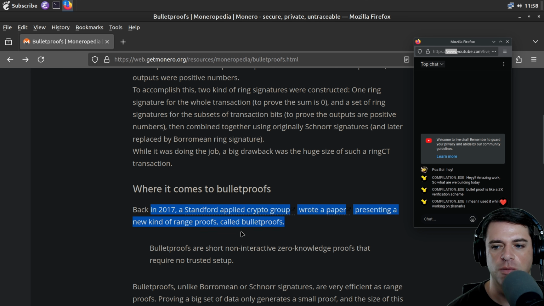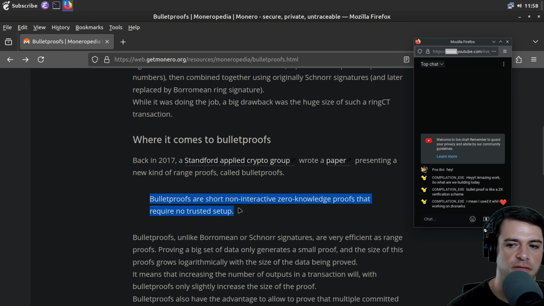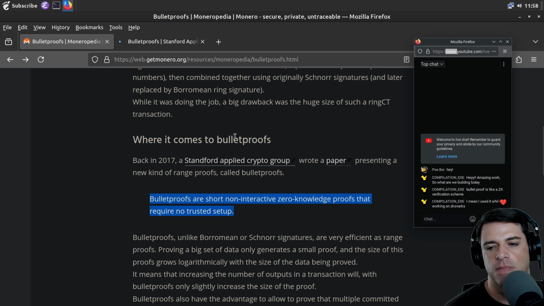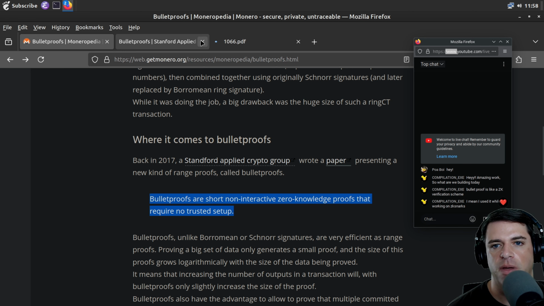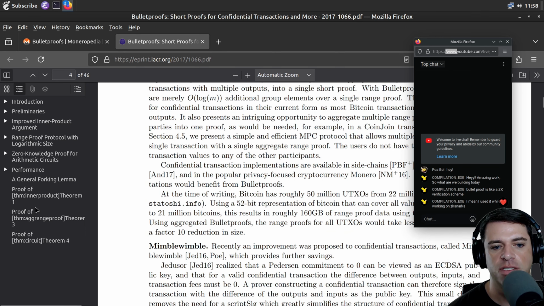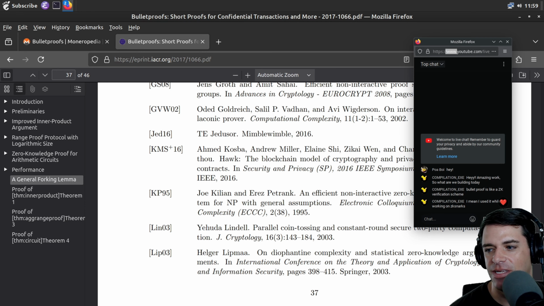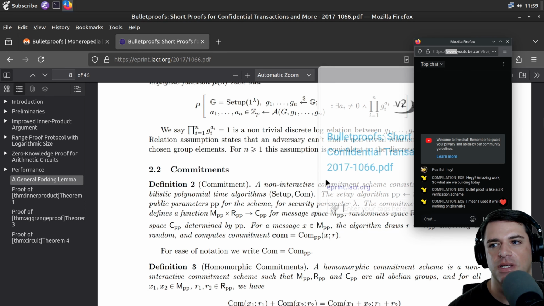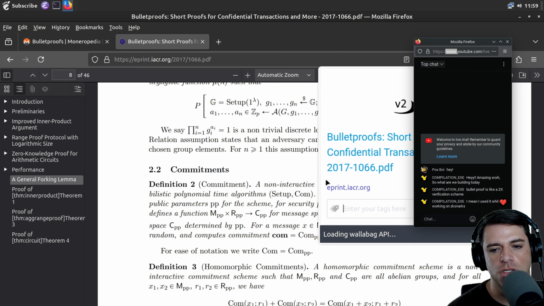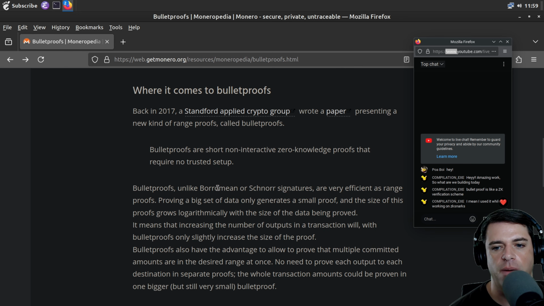The Stanford Applied Crypto Group wrote a paper presenting a new kind of range proofs called bulletproofs. They are short and non-interactive zero-knowledge proofs that require no trusted setup. So they're short. That's good. I really meant to open this paper. I'll read this paper later. 46 pages. How much of that is appendix? Most of it. It seems to be a theme in CS papers, but I'll read it anyway. Okay, so this is some zero-knowledge proof that has like a shortness property.